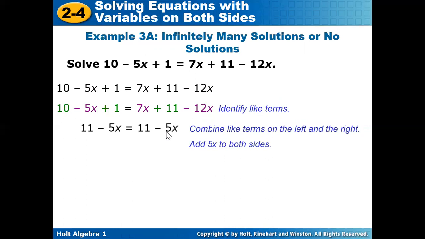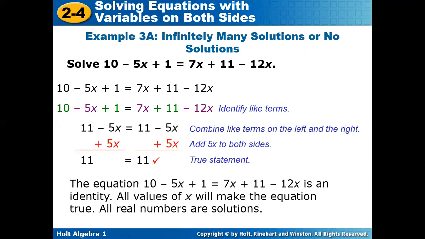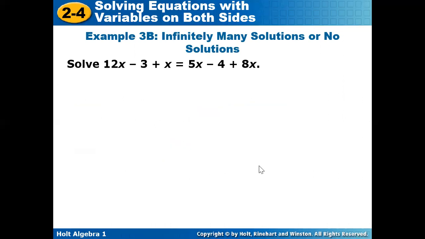Now, we're going to get rid of this negative 5x over here. We're going to add 5x to both sides. Negative 5x plus 5x is equal to 0. So we are left with 11 is equal to 11. That means this is infinite solutions. It's true. So the equation 10 minus 5x plus 1 is equal to 7x plus 11 minus 12x is an identity.